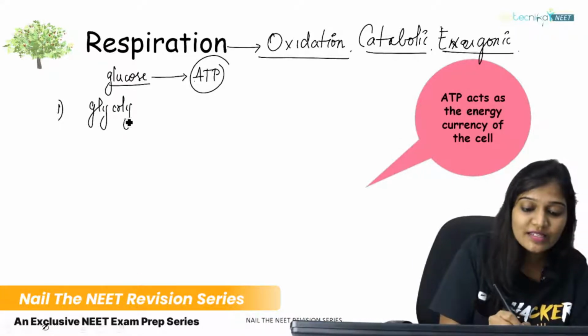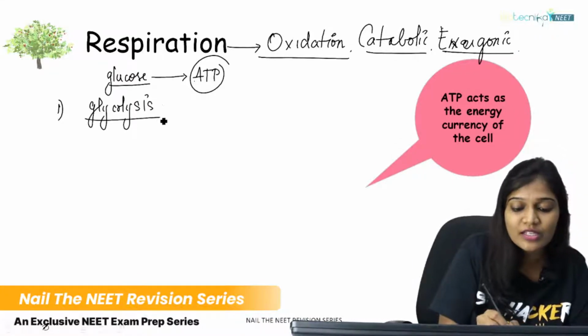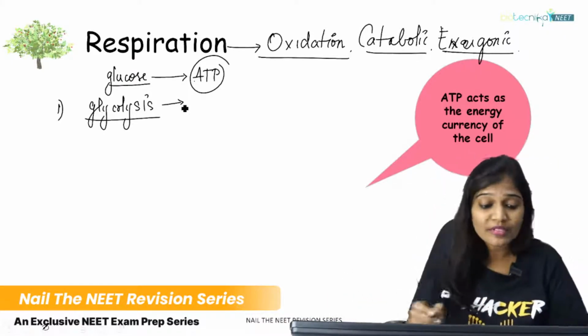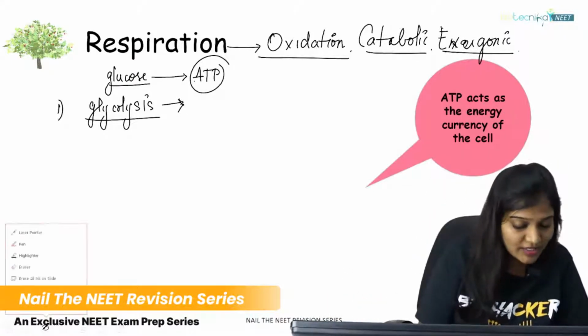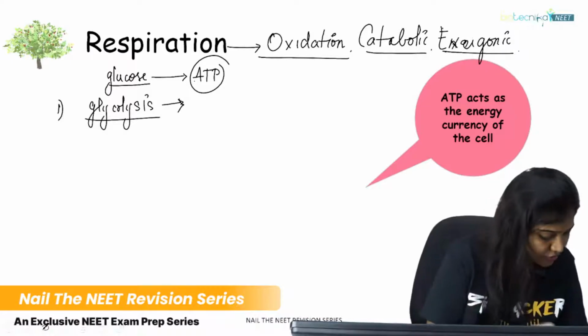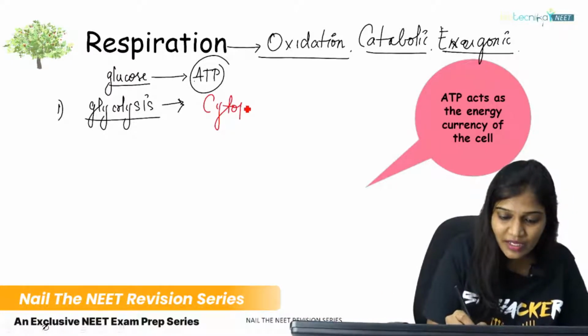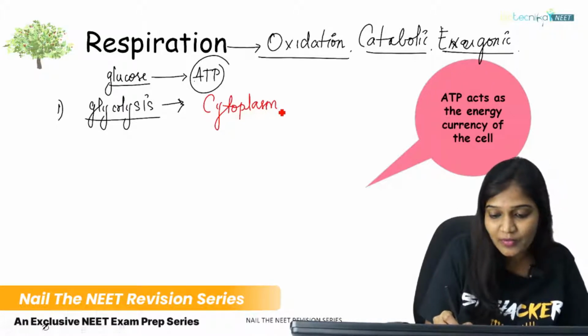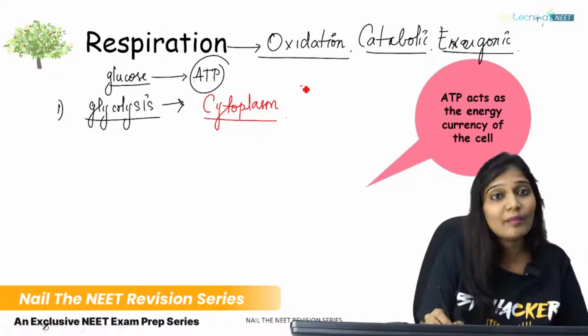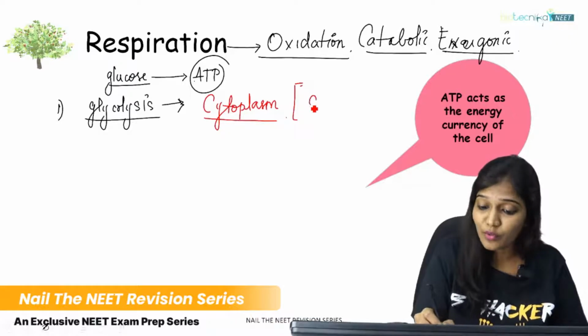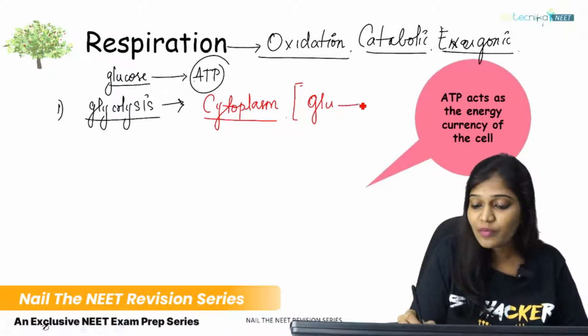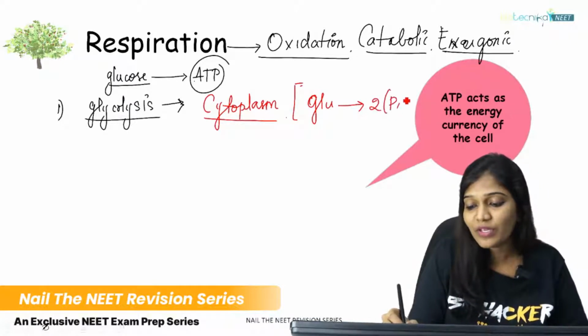Can someone tell me where glycolysis takes place in the cell? We are talking about cellular respiration. Last class, those who were present, you can answer me. It is present in the cytoplasm. Okay, and then what exactly happens over here? One molecule of glucose is converted into 2 molecules of pyruvic acid.